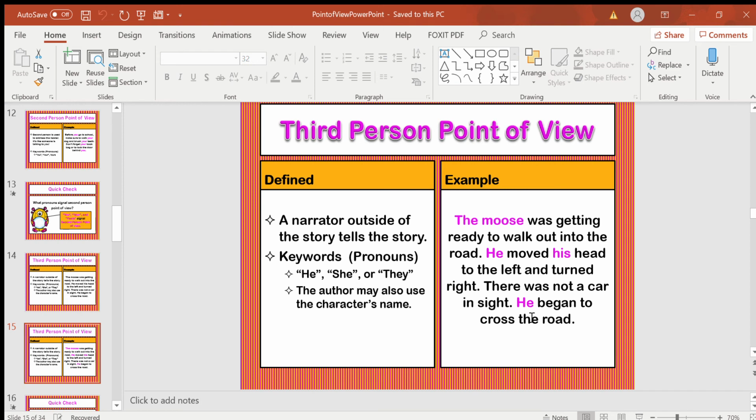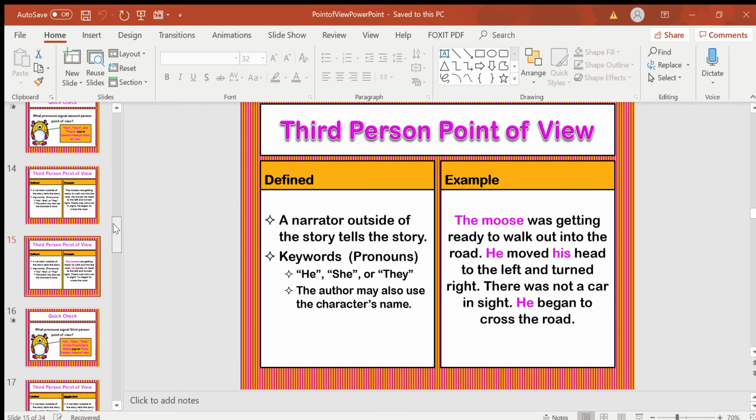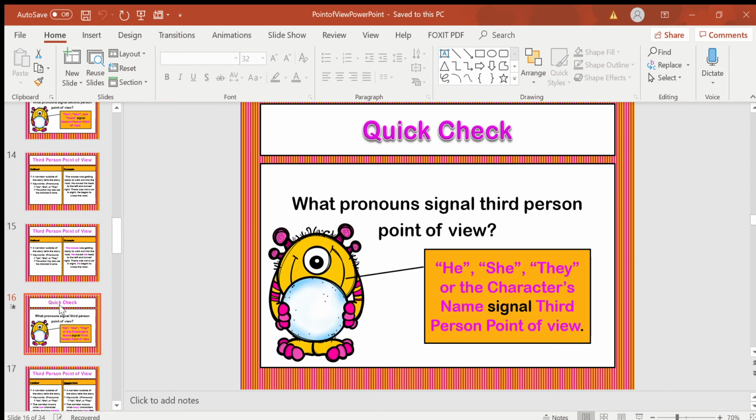Okay? So, what keywords or what pronouns are we looking for when we want to figure out if it's third person? Quick check. Tell the person next to you. Talk to yourself. What keywords are we looking for? Faith, talking to you. He, she, they. Or even his, her, she's, he's, right? Anything that has to do with these words. That is the third person.